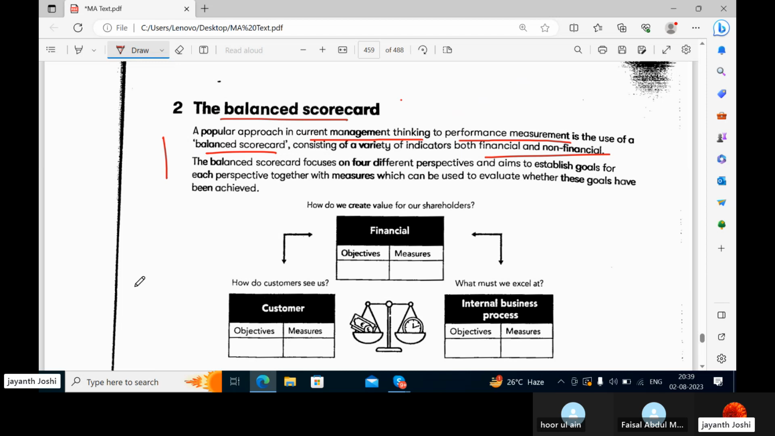It's not like you are sitting on a seesaw and someone is dominating one side and someone is not able to dominate. It is just the correct balance. You can see the balance here. The balanced scorecard focuses on four different perspectives and aims to establish goals for each perspective together with measures which can be used to evaluate whether these goals have been achieved.